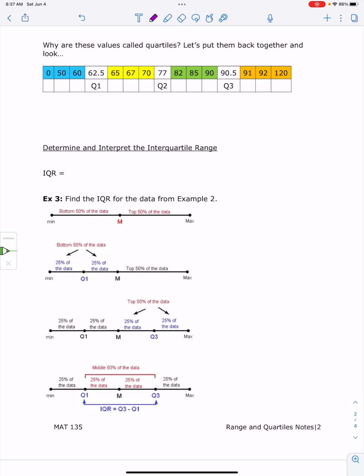So these are the Mod 4 Part 3 notes, page 2. Let's take another look at that data set. Here it's color-coded, and we're going to take a look at why these are called quartiles.